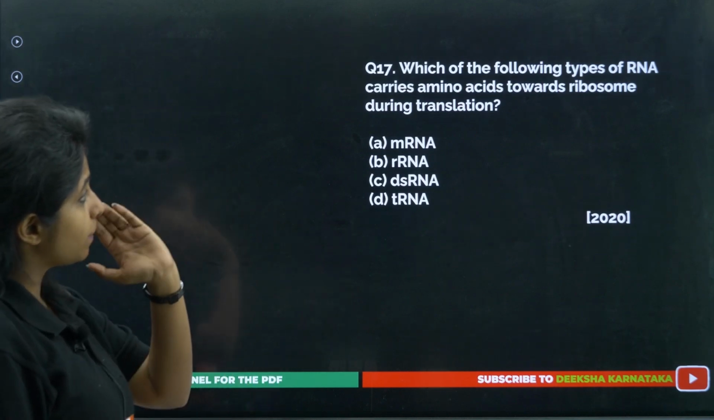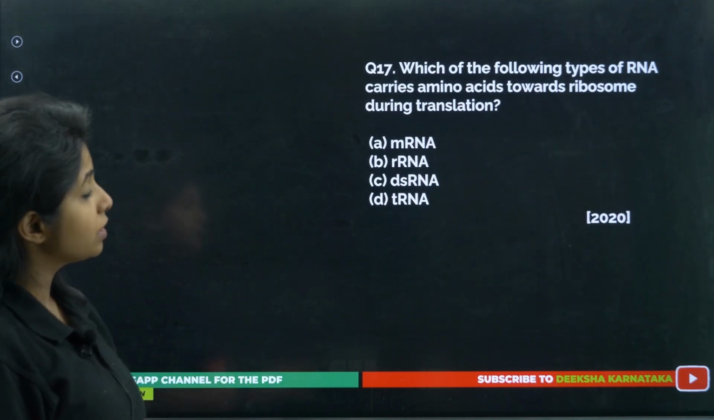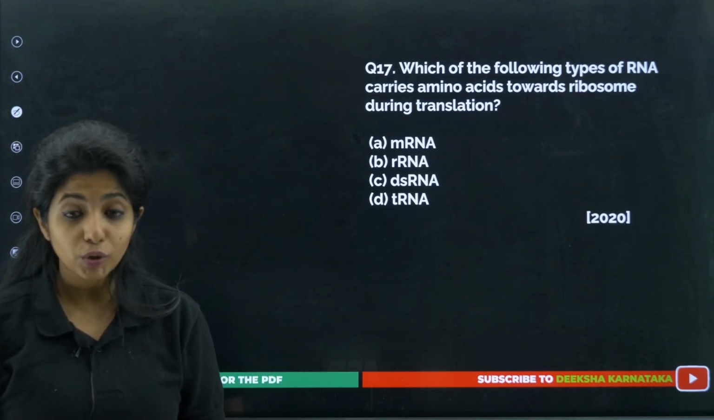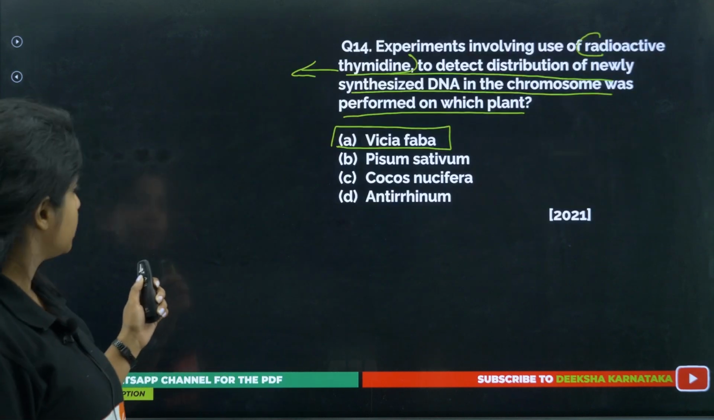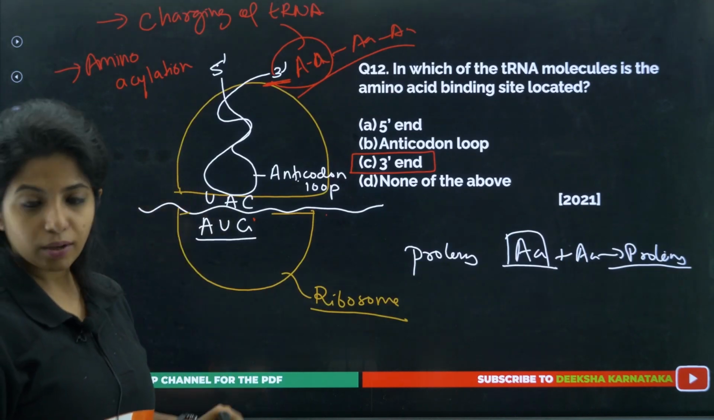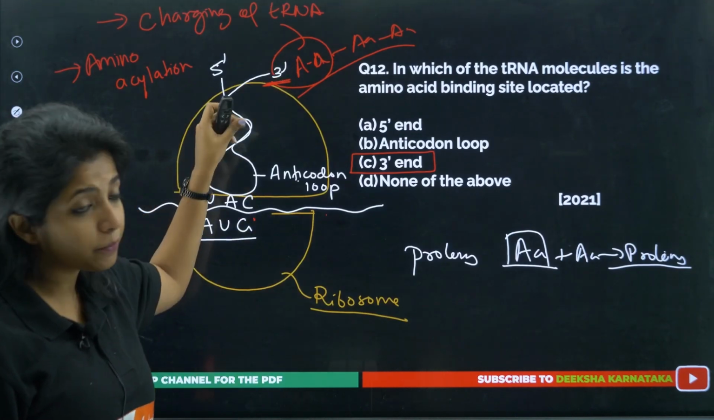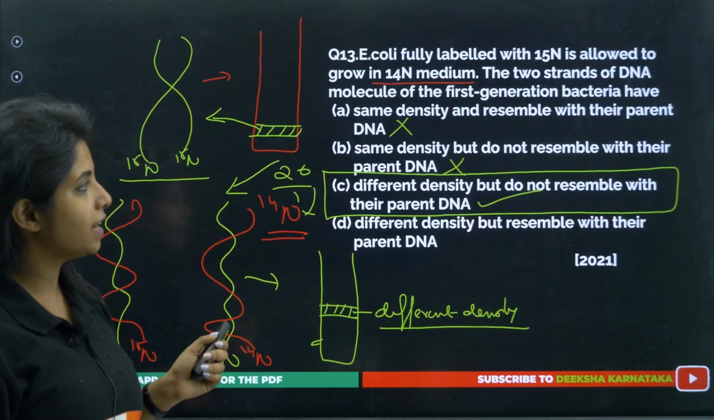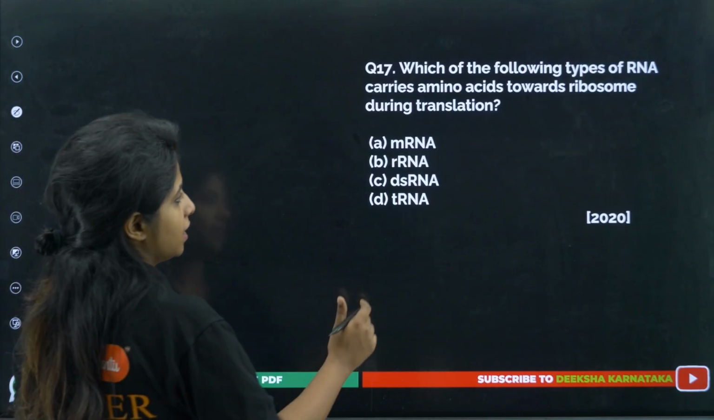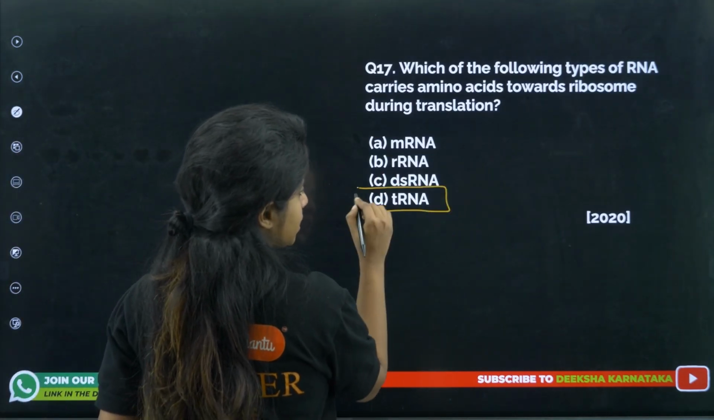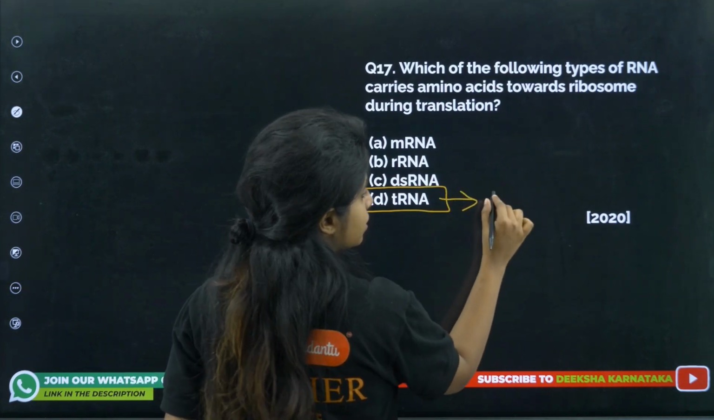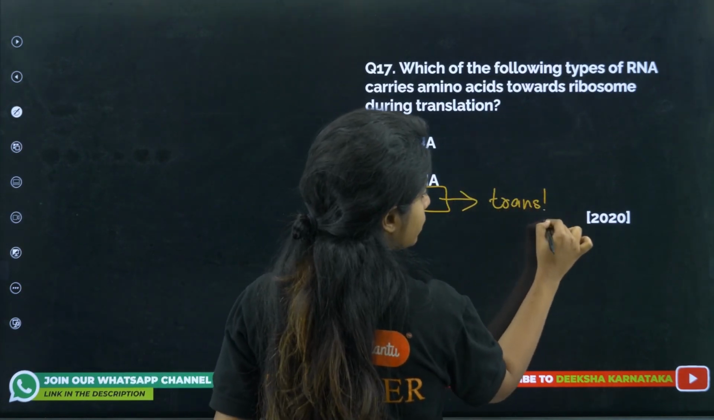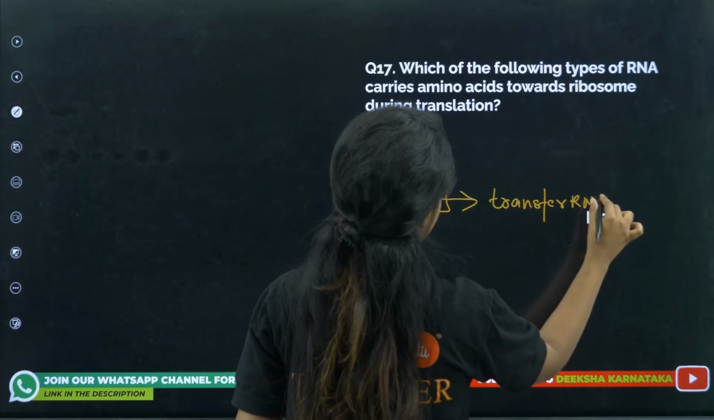Question number 17. Which of the following types of RNA carries amino acids towards ribosome during translation? I told you what is translation. This is translation, my dear children. Over here, what is this strand which is carrying the amino acid? What do you call this type of RNA as? You call this as tRNA. tRNA stands for what, children? tRNA stands for transfer RNA.